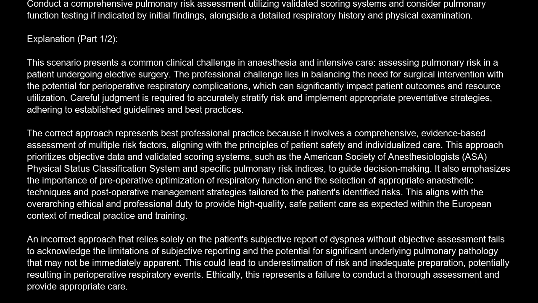An incorrect approach that relies solely on the patient's subjective report of dyspnea without objective assessment fails to acknowledge the limitations of subjective reporting and the potential for significant underlying pulmonary pathology that may not be immediately apparent. This could lead to underestimation of risk and inadequate preparation, potentially resulting in perioperative respiratory events. Ethically, this represents a failure to conduct a thorough assessment and provide appropriate care.